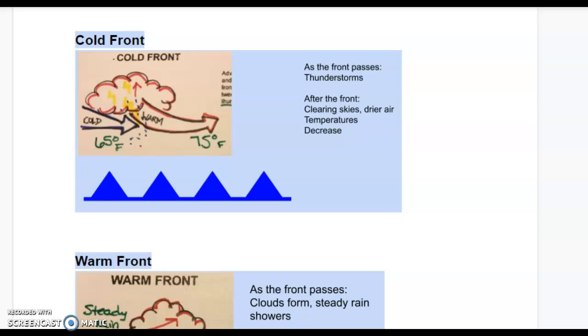Now looking at the symbol, these are the teeth. So the blue teeth point in the direction of motion, so we tend to think of them more like icicles.